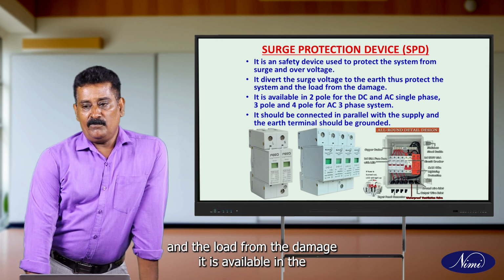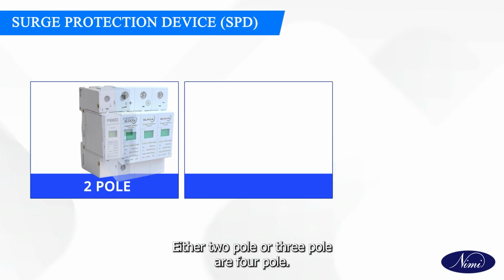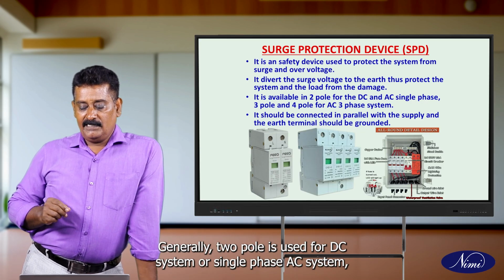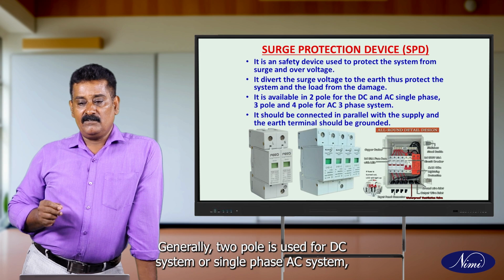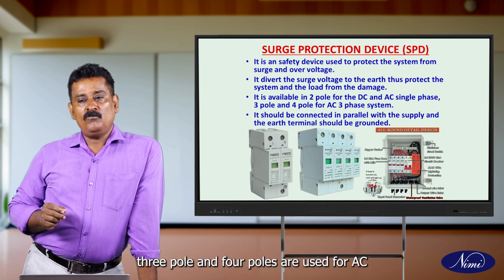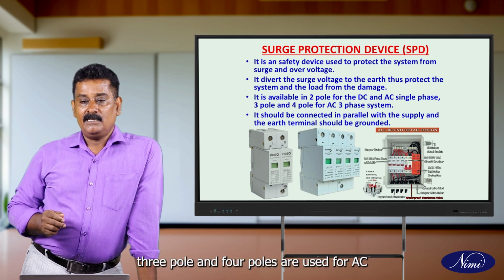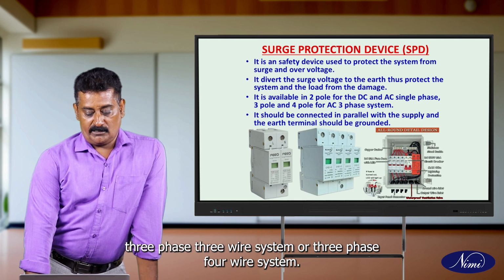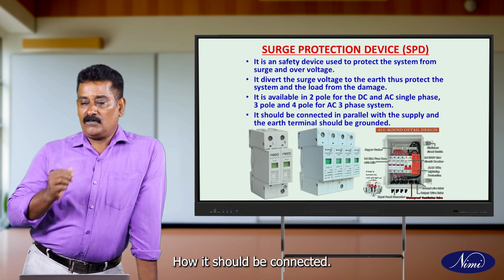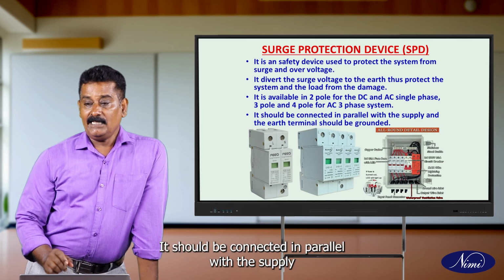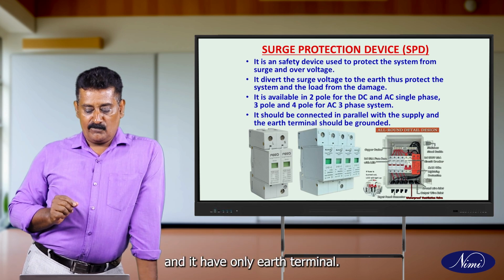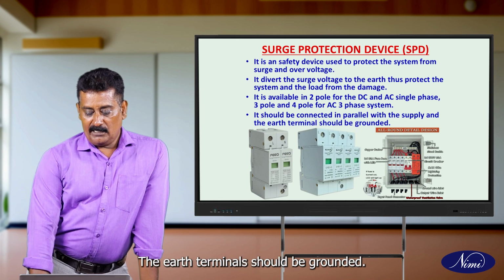It is available in either 2 pole, 3 pole or 4 pole. Generally, 2 pole is used for a DC system or single phase AC system. 3 pole and 4 pole are used for AC 3 phase 3 wire system or 3 phase 4 wire system. How should it be connected? It should be connected in parallel with the supply, and it has one earth terminal. The earth terminal should be grounded.